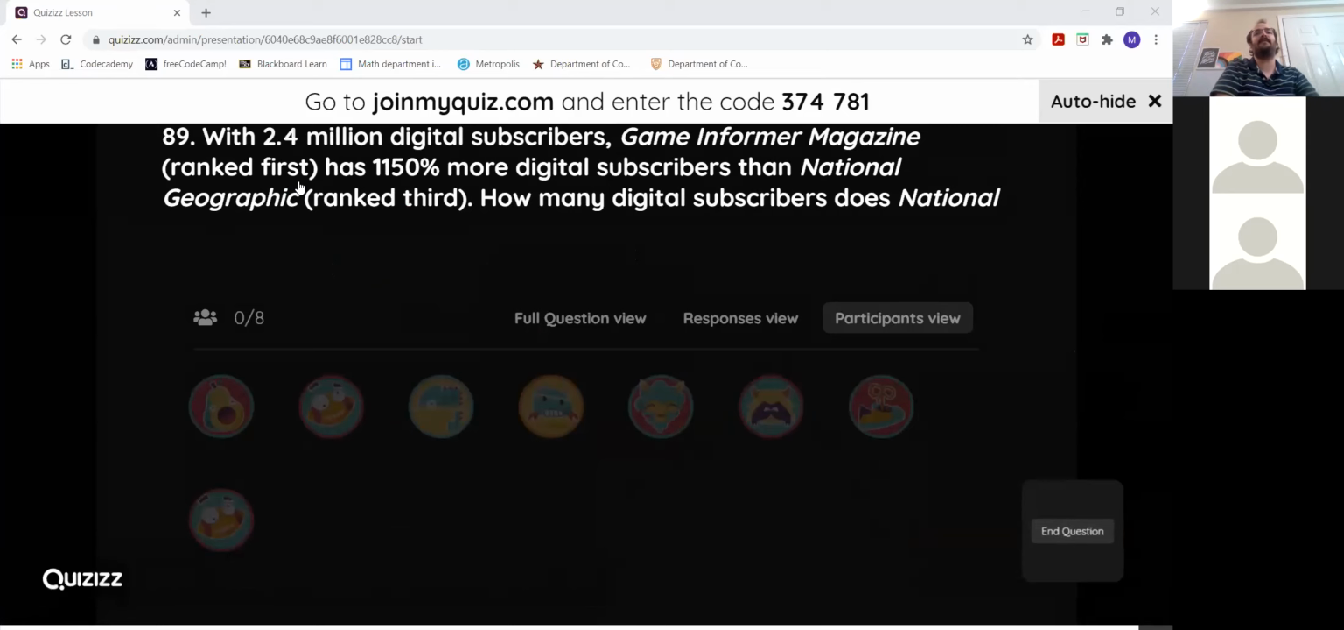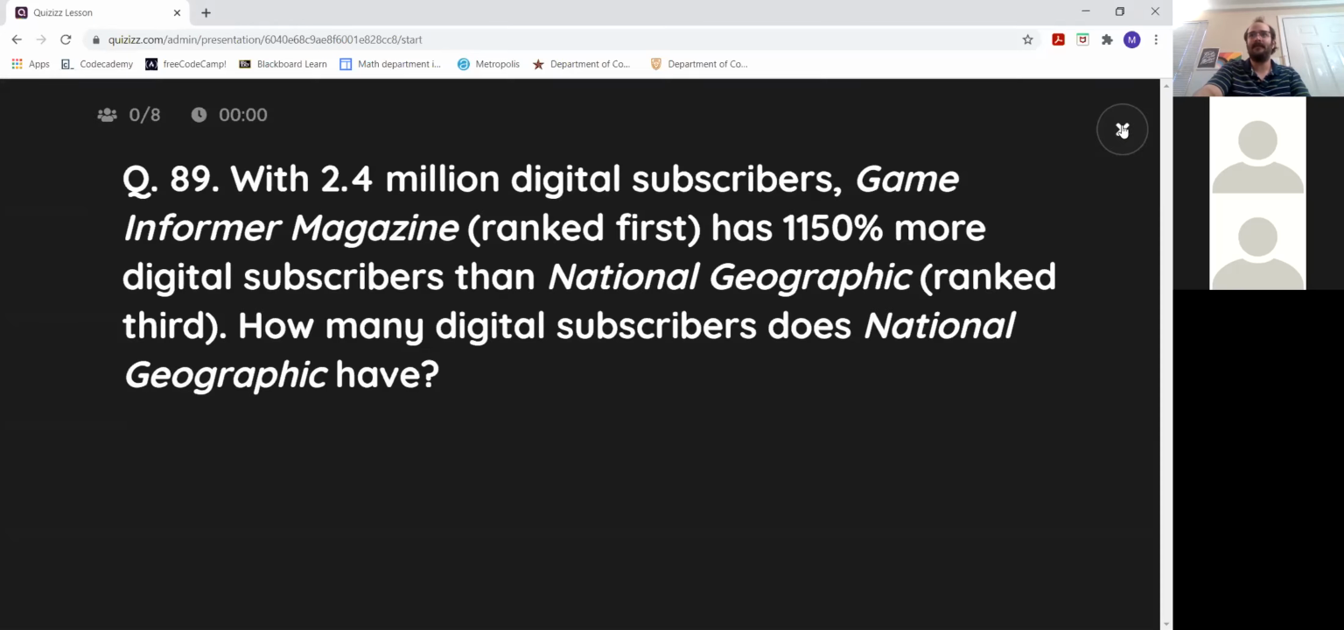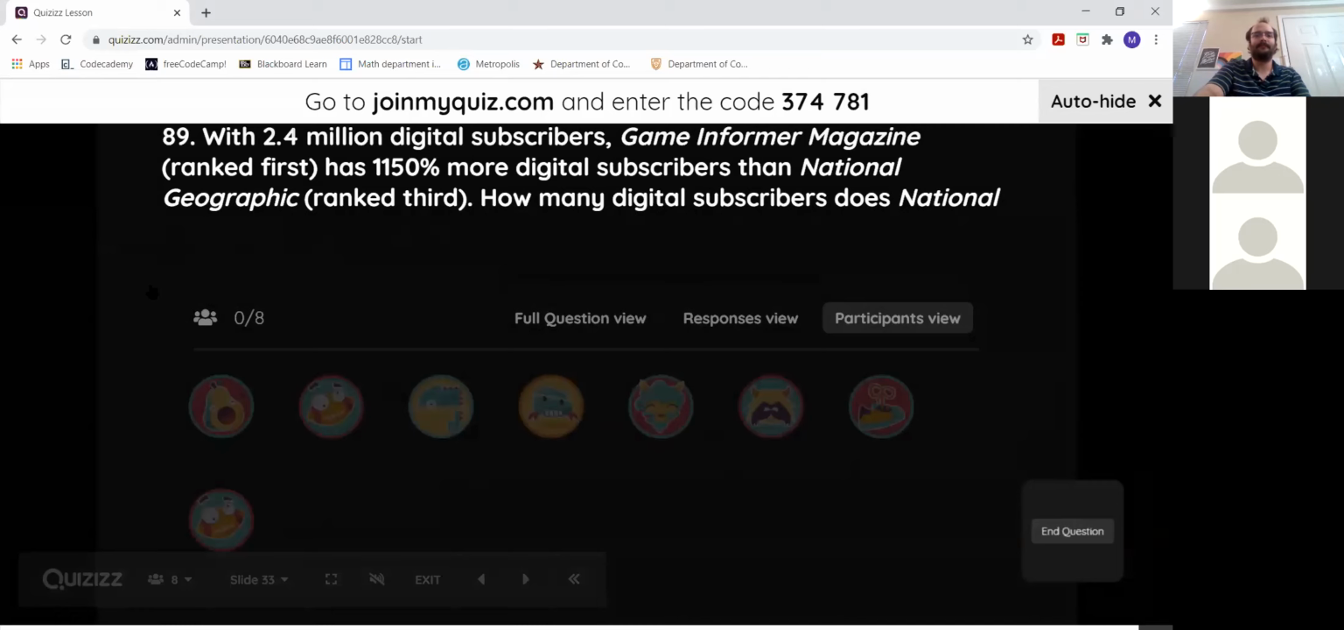With 2.4 million digital subscribers, Game Informer magazine ranked first has 1150% more digital subscribers than National Geographic, which is ranked third. How many digital subscribers does National Geographic have? There's something that is really kind of tricky. I'm going to fix this a little bit.